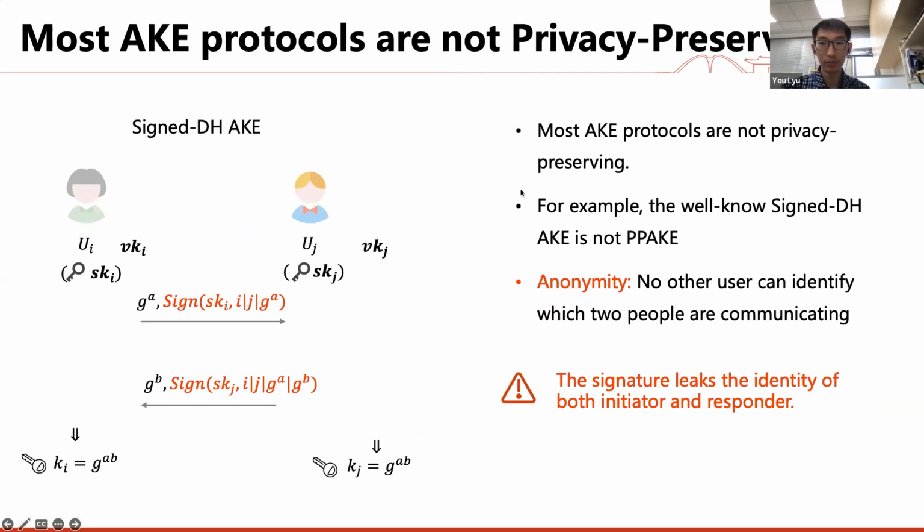Actually, most AKE protocols are not privacy-preserving. For example, the well-known SIGMA-DH protocol is not privacy-preserving. In the SIGMA Diffie-Hellman protocol, each party uses a Diffie-Hellman key exchange to agree on a session key and uses signatures to authenticate each other. The signature leaks the identity of both initiator and responder. The adversary can guess the initiator and responder's identity and check his guess by verifying the signature.